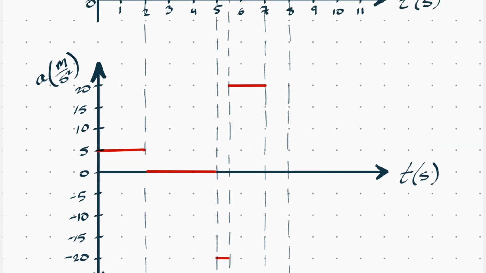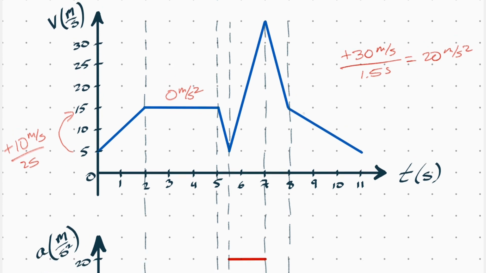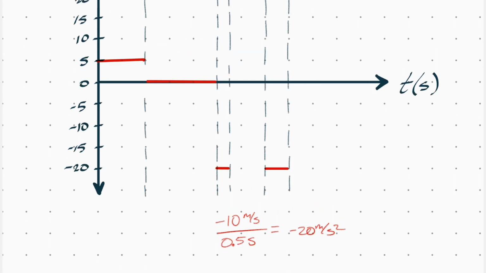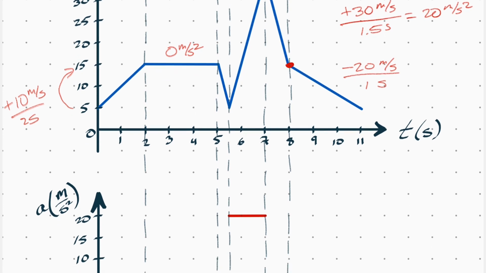There you go. For the next segment, this one goes from 35 down to 15, so a decrease of 20. So we have to attribute that negative 20 meters per second in how long? 1 second. So we're all the way back down here. And so we'll draw that line, negative 20 meters per second squared. And then for the final segment, we go from 15 down to 5.